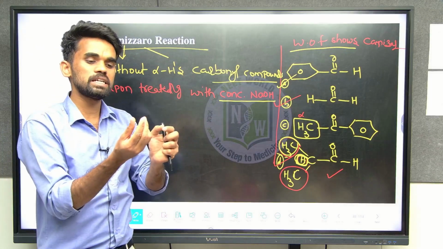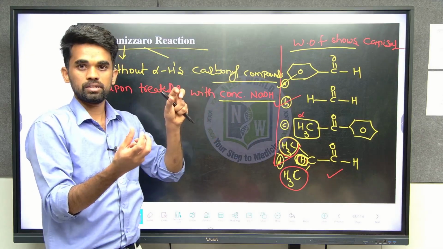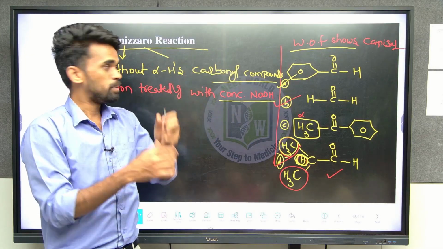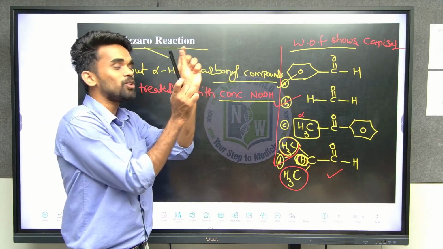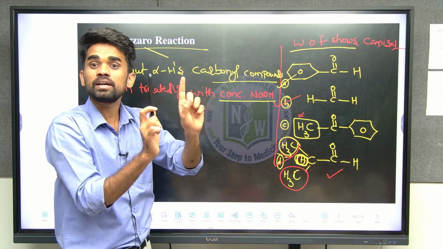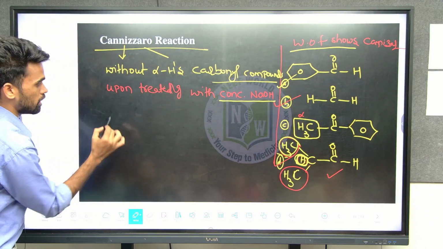See, what makes the difference between a base and a nucleophile? A base takes the proton, it accepts a proton. But a nucleophile attacks the electrophilic centers. It will not go to the H plus ion. So just listen to what I am saying, I will show the difference.